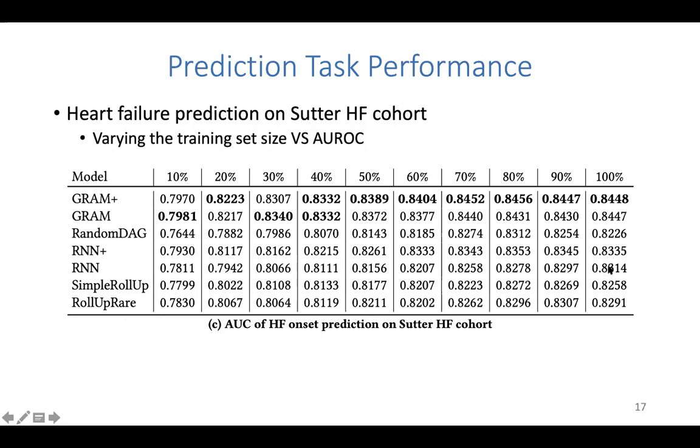And sometimes the gap between GRAM and GRAM plus is smaller. I mean, sometimes the gap between GRAM groups and RNN groups are smaller. Sometimes it's wider. It depends on some data peculiarities. But the important thing is actually injecting wrong knowledge. So you can see that random DAG is the worst one across the board, like 10%, 20%, 30%, all the way to 100%. Random DAG is always the one with worst performance. We even compared to like RNN, RNN plus, simple rollup, it is the worst model.